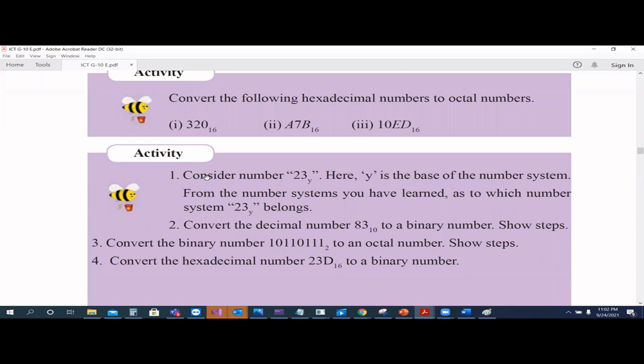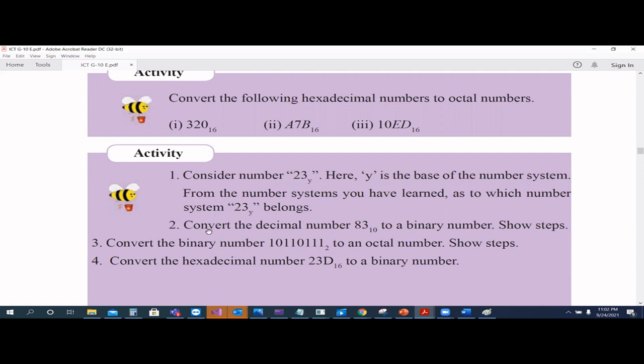Okay, in this one, what they're asking is, consider the number 2, 3, y. So y is the base of the number system. What number systems can this belong to? Can it belong to binary? No. Why? Because binary has only 1 and 0, and here it has 2 and 3. So binary cannot be. Then hexadecimal, yes, can have. And octal, yes, we can have, because in octal we have 0, 1, 2, 3, 4, 5, 6, 7. And in the decimal number system also we can have. So all these 3 number systems can have this number.